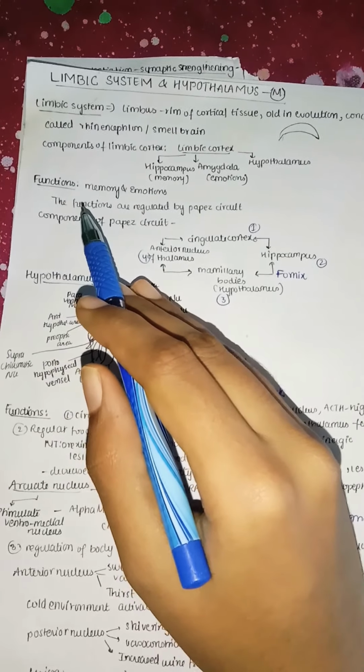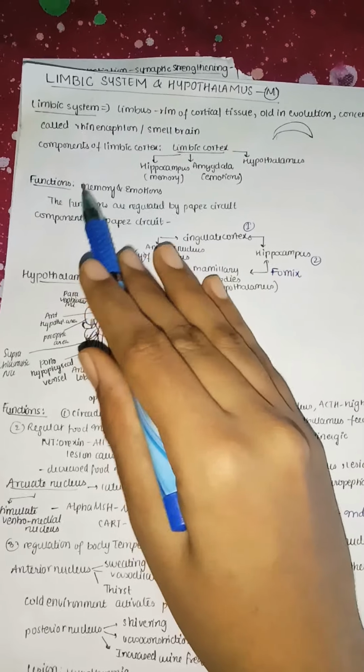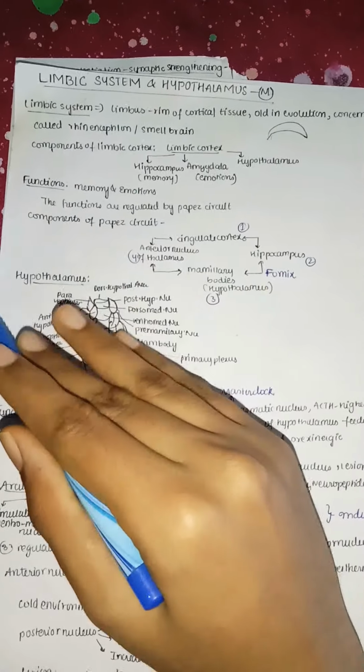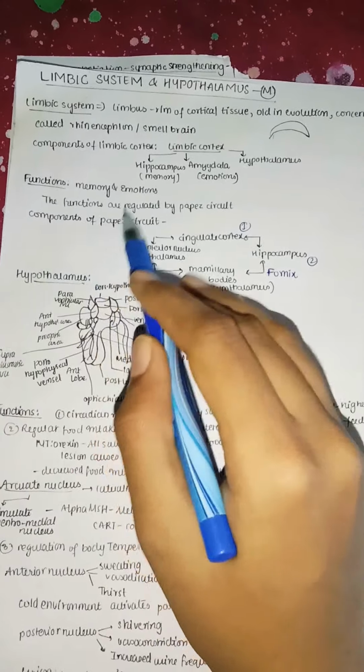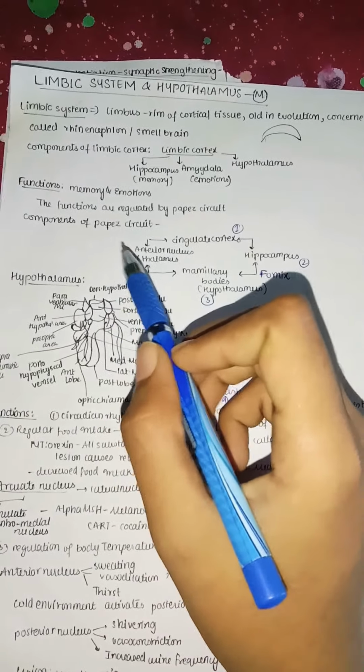Now let us see what are the functions of this limbic system. Mainly they are concerned with memory and emotions. Of course, memory by hippocampus and emotions by amygdala. So the functions are mainly regulated by one important circuit that is called Papez circuit. So Papez circuit, what are its components?